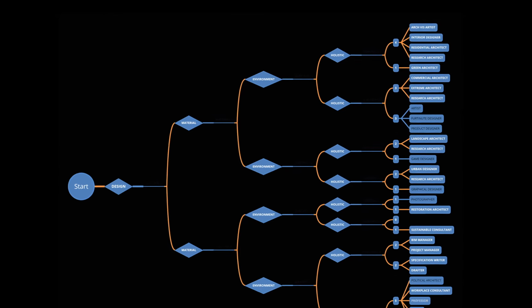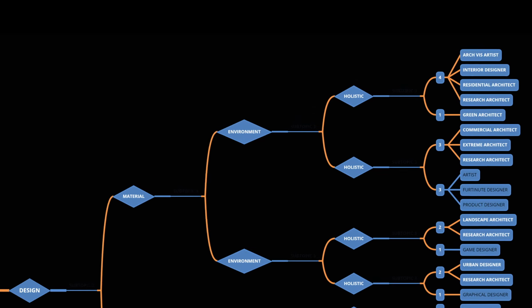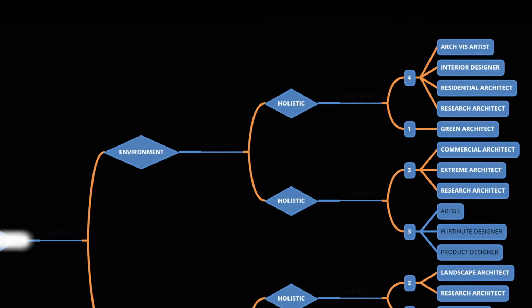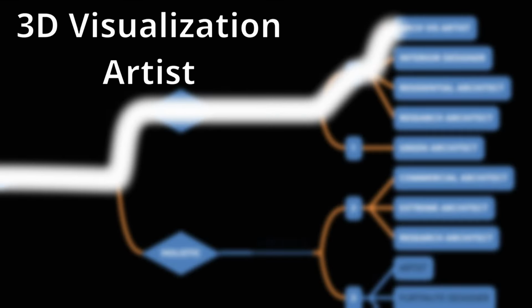So we can start by answering yes to the design area and observing the design-related professions. In it, we can see some professions that are directly related to architecture and some that are marginally related, so we can darken them a bit to focus on the first set. If we answer yes to all the other questions, we come to the first group of professions, where the first one is the 3D visualization artist.